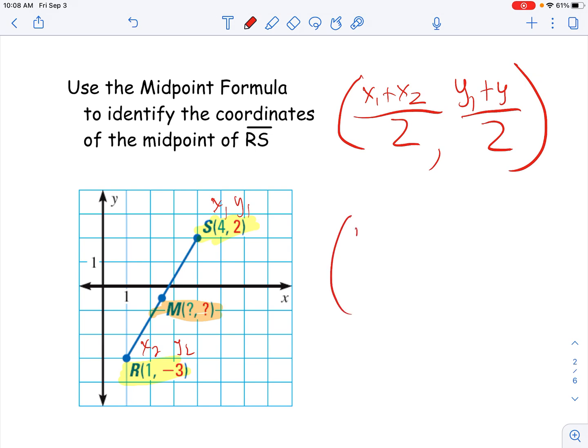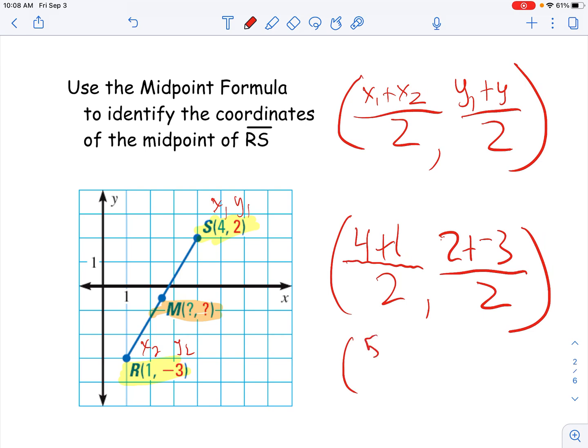So I'm going to take 4, x1, plus x2, which is 1, divided by 2. I'm going to show all my work first, and then I'm going to simplify it later. And then my y1 is 2, and my y2 is negative 3. So 4 plus 1 is 5, 5 over 2. 2 plus negative 3 is negative 1 over 2.